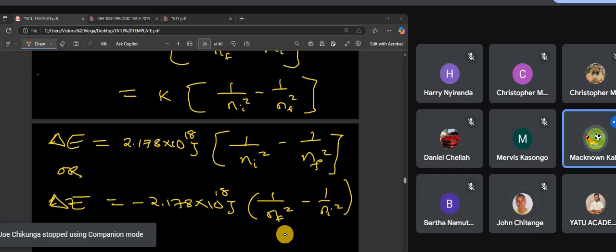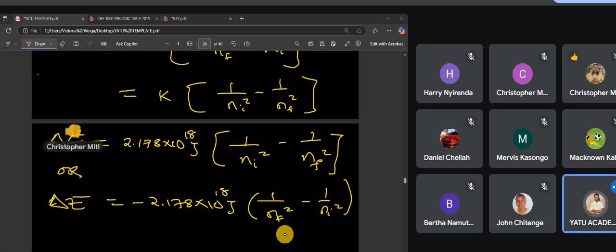Yes, I'm following. So I'm just showing you how we derive the formula, but you really don't have to know how we derive it. You just have to master this formula, either the first one that we're having here, or you can use the second one.